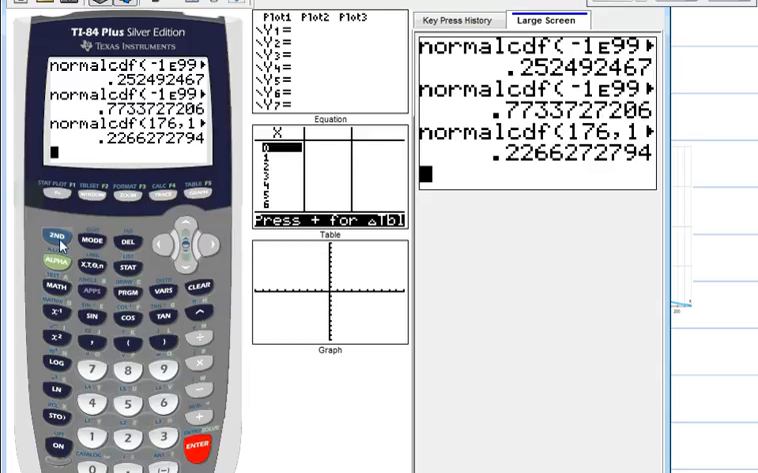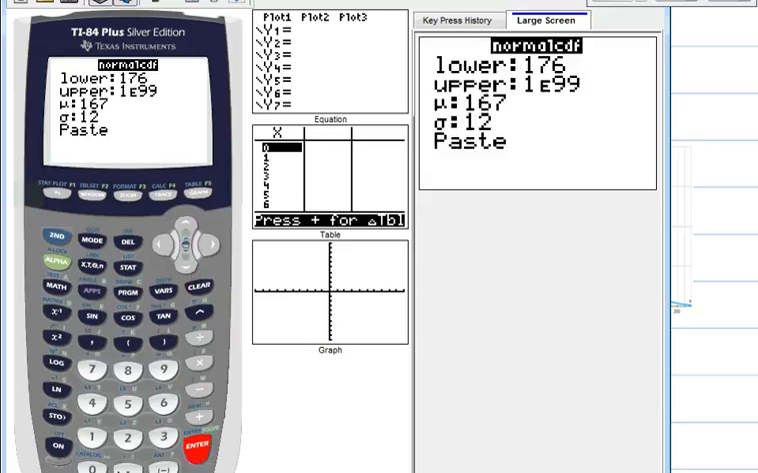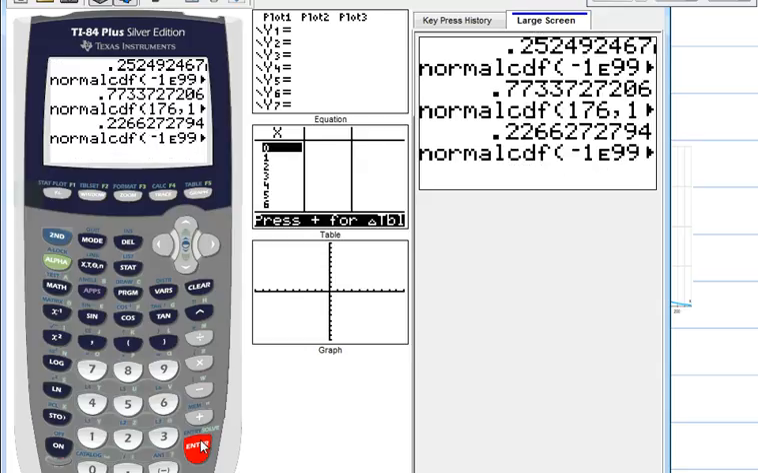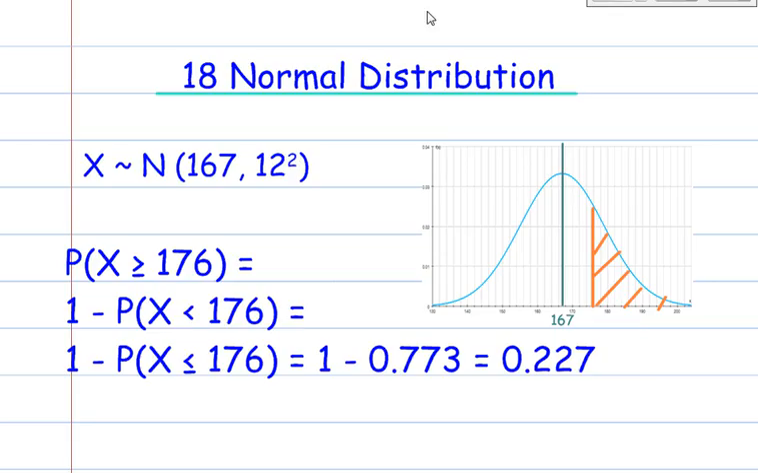The only disadvantage is you might forget how to put your calculator back. So what you'll need to have is this being minus 1 to the 99, and then this being the original value. If you feel that you can remember to set your calculator back the right way around, then you might want to keep it like that. But it depends on how well you remember how to use your calculator.